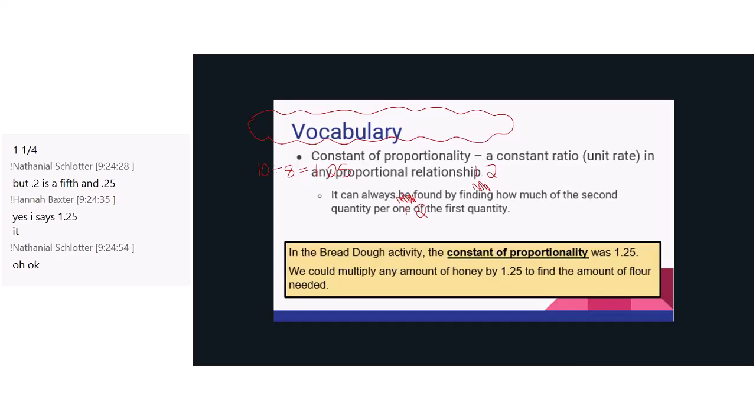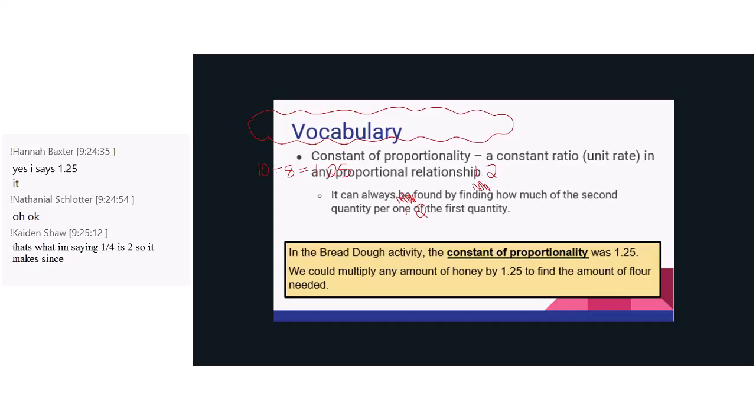But it's not a big deal. Don't worry about it. We still did the problem correctly in terms of how we find our numbers. So again, in the bread dough activity, the constant of proportionality we used was 1.2. That means you can multiply any amount of honey. So if someone says, hey, we only have 12 tablespoons of honey left today, okay, 12 times 1.2, gotcha. Take 12 times 1.2, and that's going to give us the amount of flour that we need.